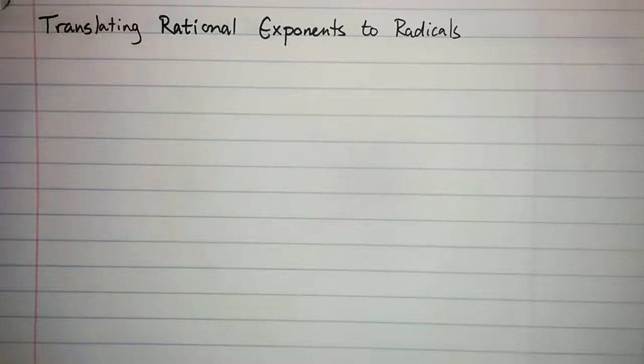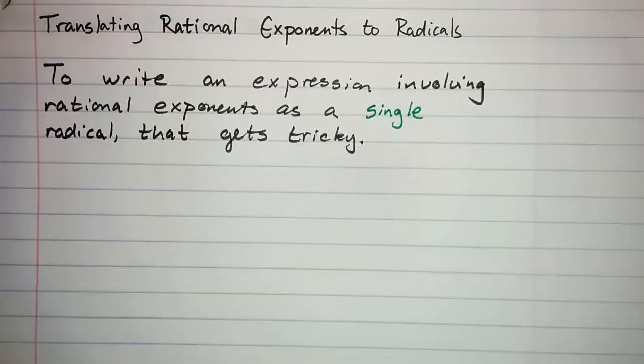If we want to write an expression involving rational exponents using lots of radicals, that's easy. We just go through one factor at a time. However, if we want to write an expression involving rational exponents as a single radical, that gets tricky. Let's see how we go about it.